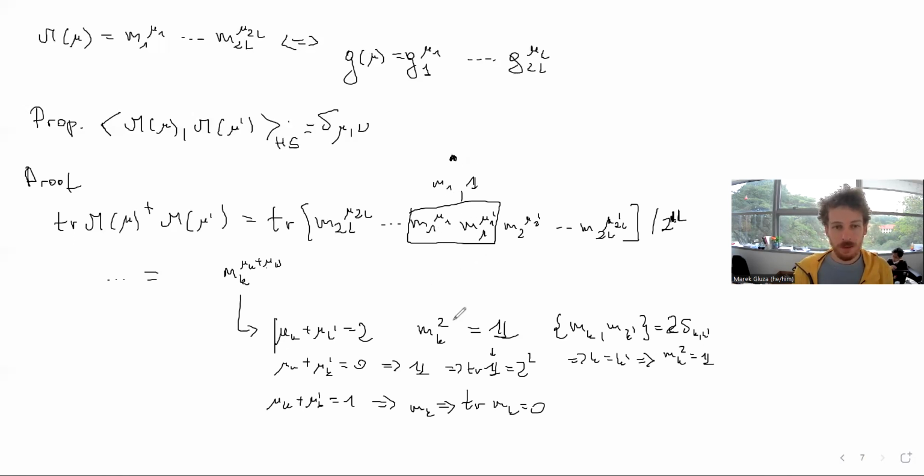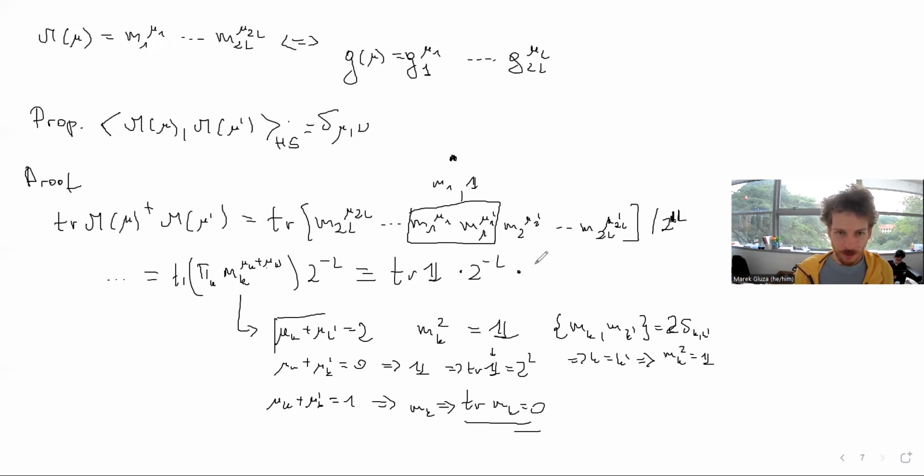Which means that if m1 would be here, then the trace of mk with whatever else is there would be 0. So we need to have this condition. And then once they are paired up in this way, the only possibility, I still have 2 to the minus l, is that this is the trace of the identity on the full Hilbert space, then 2 to the minus l, which is just the normalization by definition, plus demanding that they are equal, mu prime. And that's the computation. Okay, so long story short, they are orthonormal.